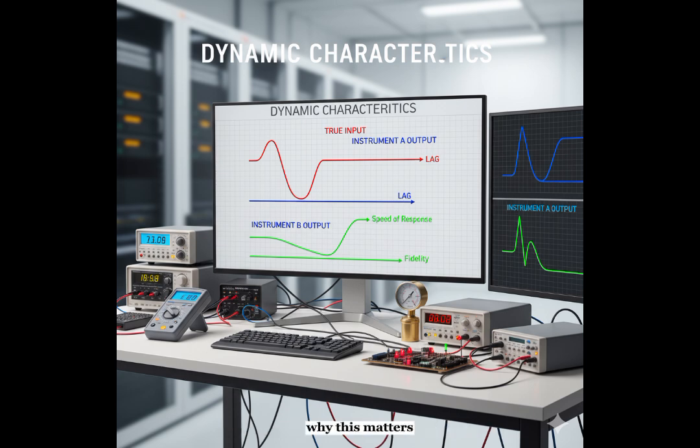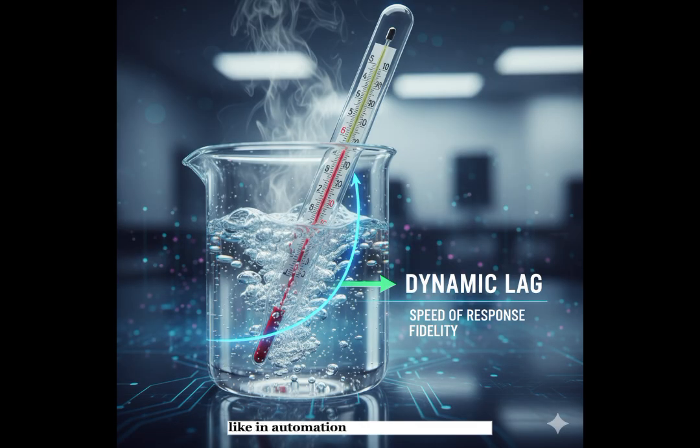Why this matters? Understanding static and dynamic characteristics is crucial for engineers and technicians. If you need precise long-term readings, you focus on static characteristics. If you need instruments that can follow fast-changing signals, like in automation or medical equipment, you focus on dynamic characteristics.